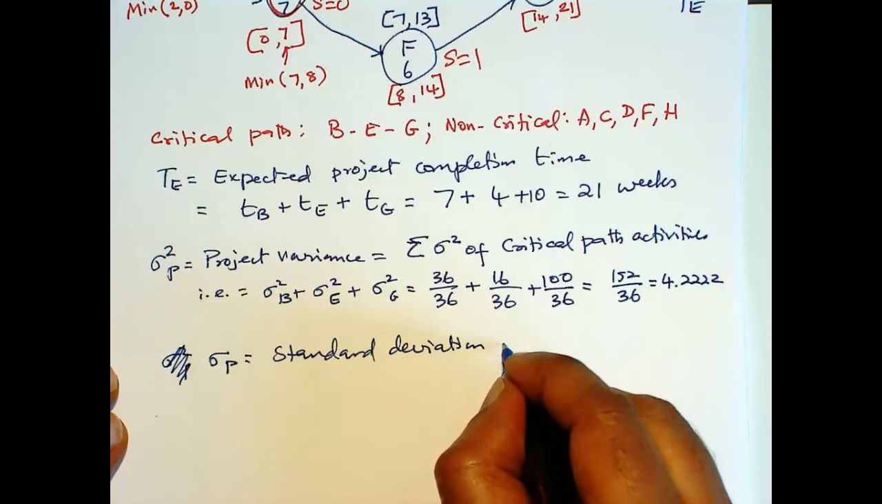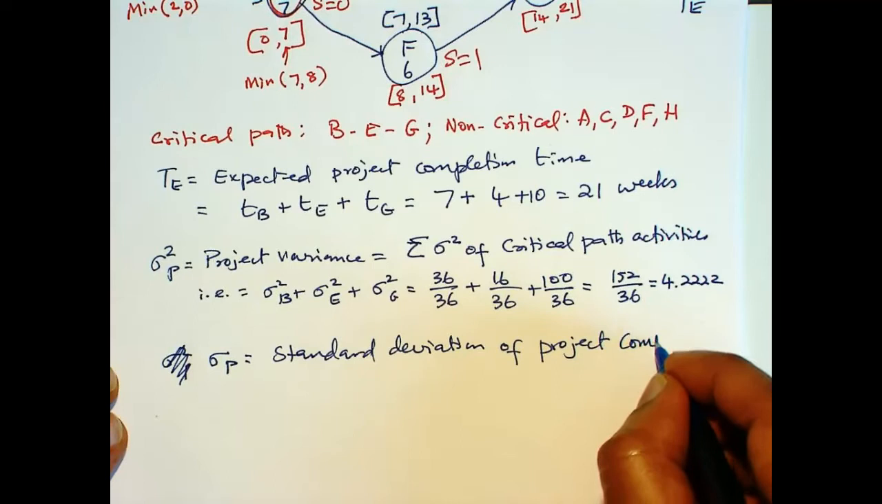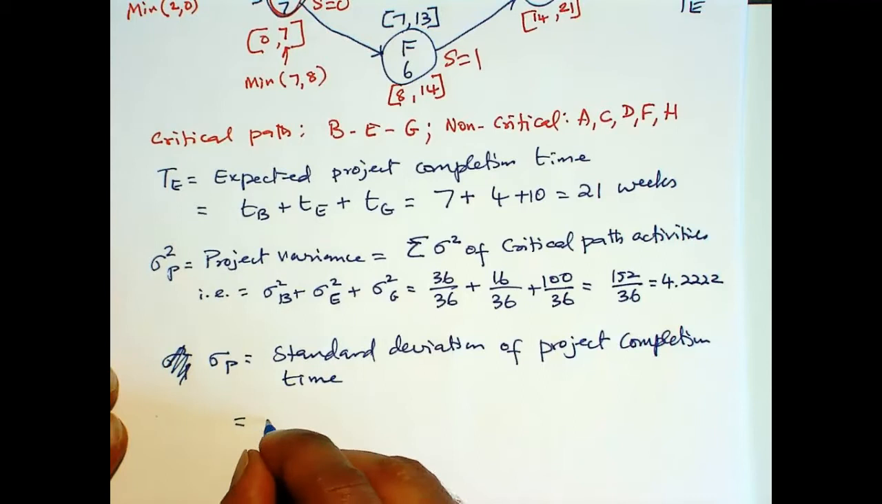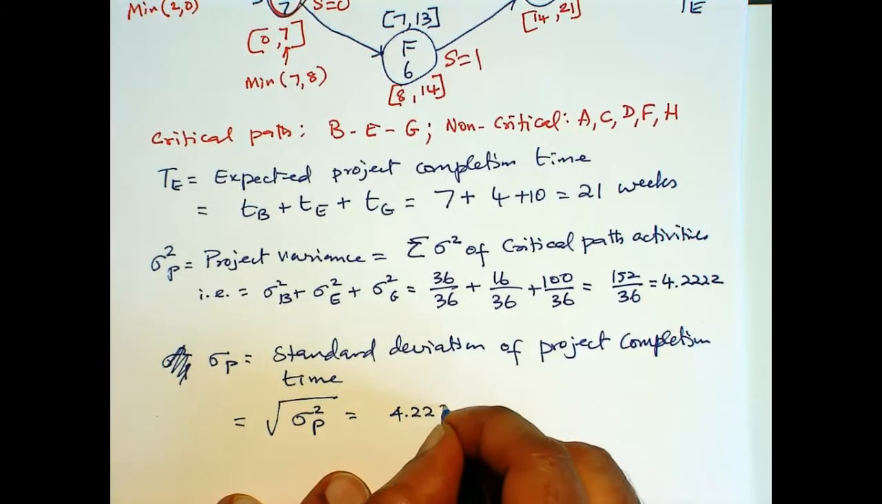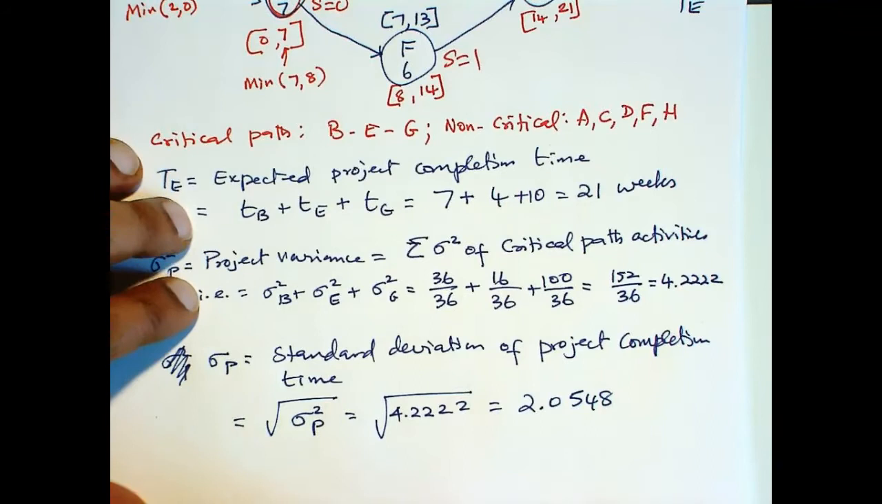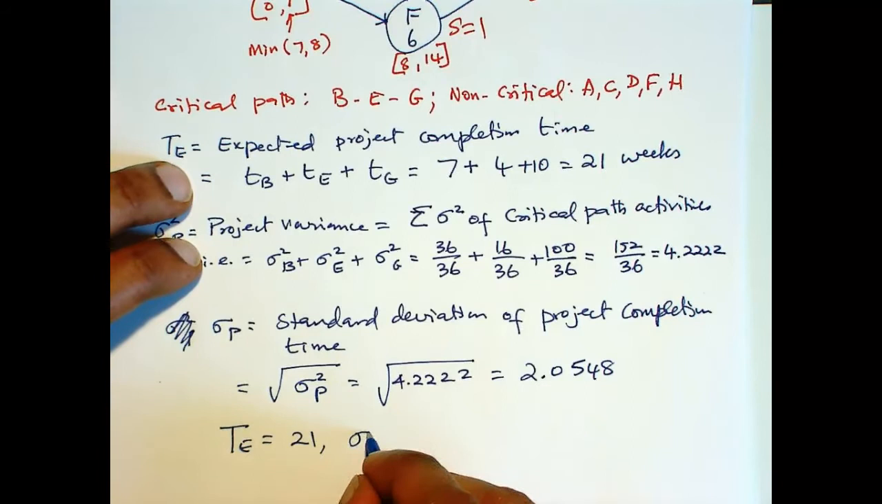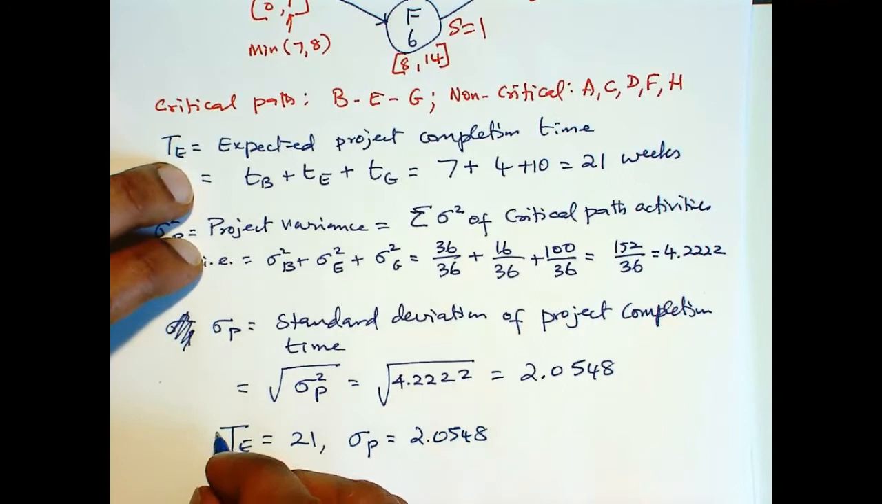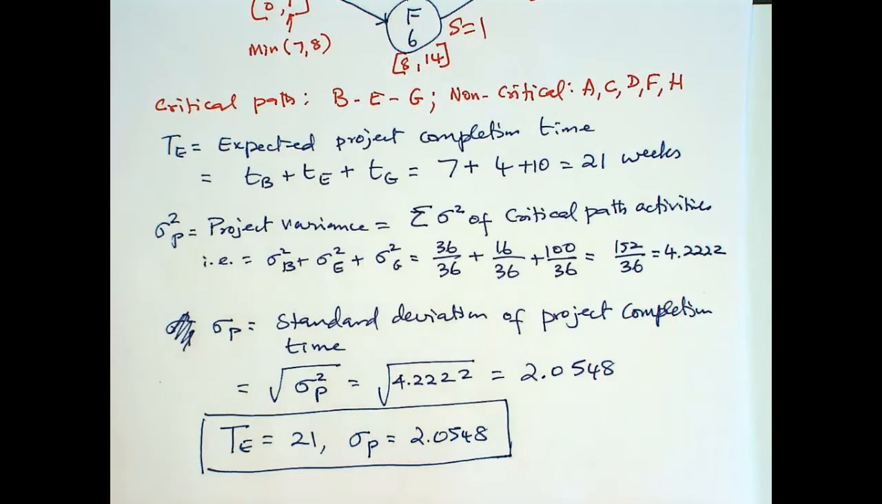Now sigma sub P, so that is the standard deviation of project completion time. So that is equal to square root of sigma squared sub P, which is 4.222, square root of that, and that is 2.0548. So we have T sub E is 21 and sigma sub P is 2.0548. So we'll use these two numbers for computing probabilities, which we will look at in the next video.